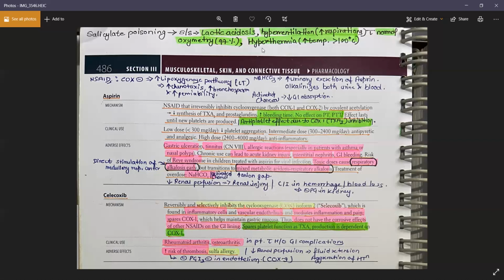You will also get the hyperthermia because of this increase in the temperature. Very important to note: whenever you have a salicylate poisoning, you will always have a patient who's having hyperthermia, very high temperature. You will get the hyperventilation, you will get the lactic acidosis, you will get the high anion gap metabolic acidosis. You will immediately know that the patient is having an aspirin overdose. Okay, very important to note that.